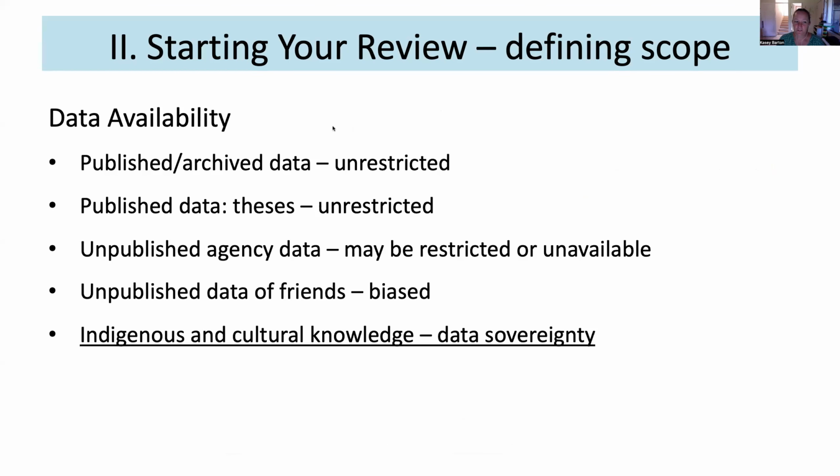Part of the scope is going to come back to data availability, because you need to have the data in order to do an assessment or a review. So your scope can be so big if there's tons of data, or it can be more narrow, but then you run the risk of there not being enough data. So that's where data availability is important. And I would say that in general, published or archived data is very easily accessible. So that's always included in reviews.